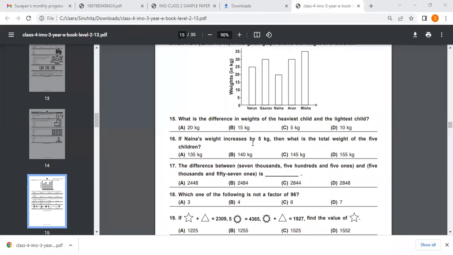You can do the sum in two ways. Either you can increase Nana's weight first, that is, add 5 to Nana's weight and then add up all the weights that are available. Or you can add all the weights up and then add 5 to that weight. In both ways you will get the correct answer. Ma'am, option C. Very good, Shuok. Excellent.